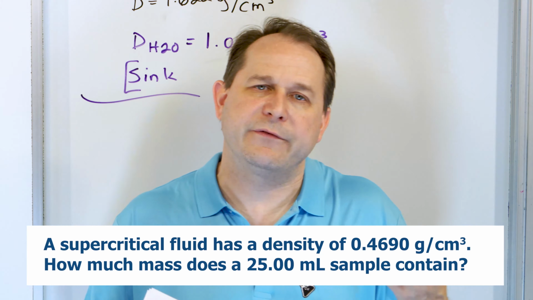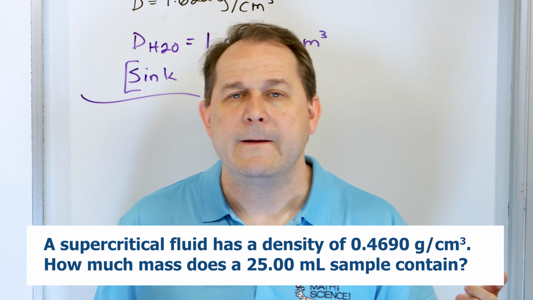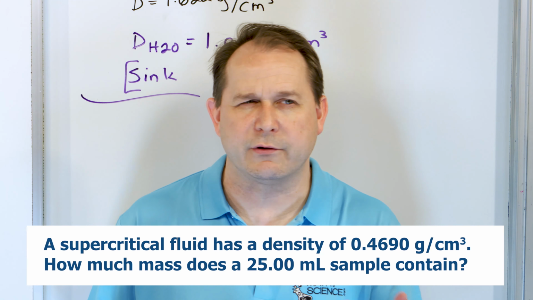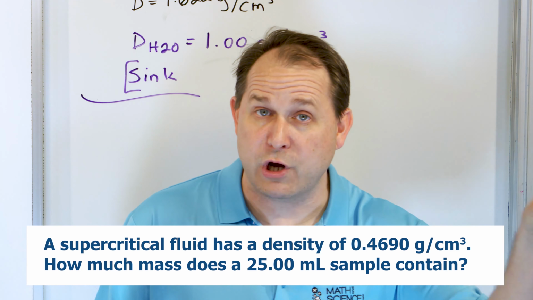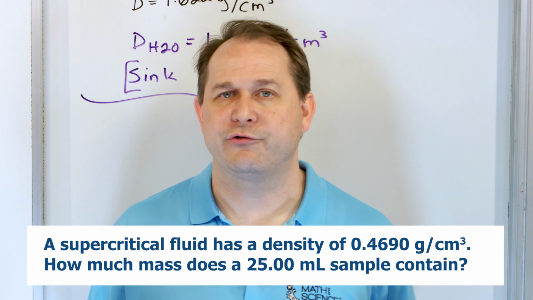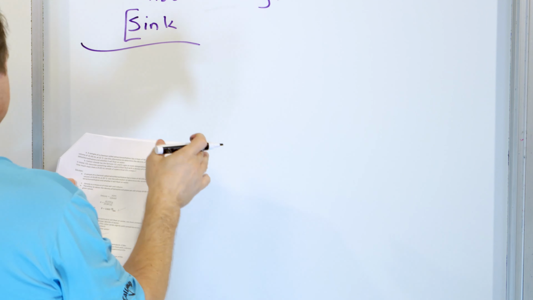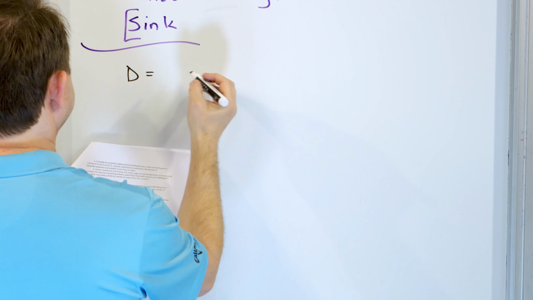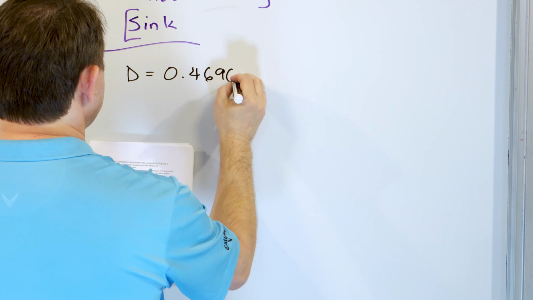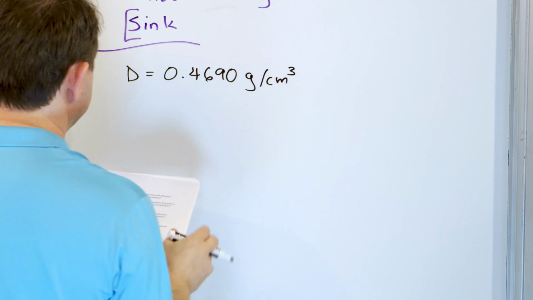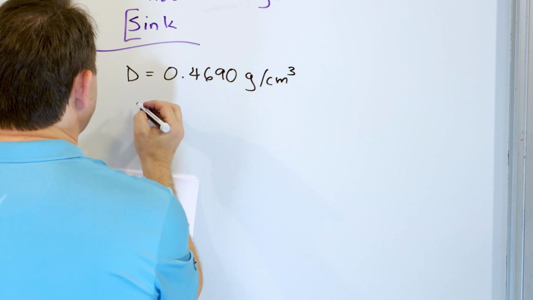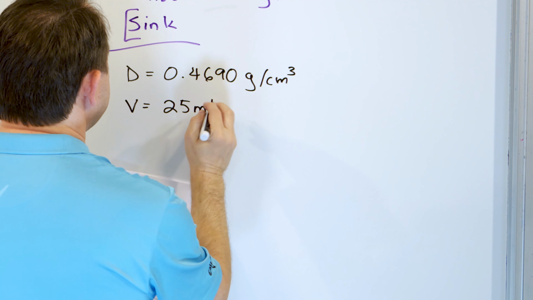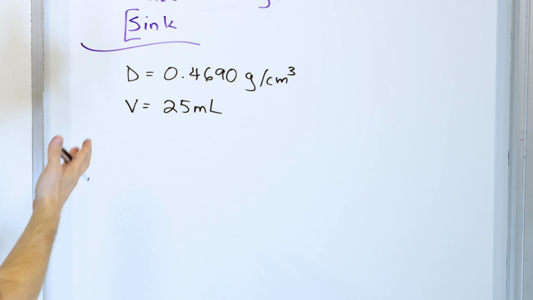Now, this problem is the first time where I think a lot of students will get confused right off the bat, because we're talking about density, and we do mention density in the problem, but I'm not asking you to calculate the density. So you're like, what do I do? What you need to do is write down what you know, and then figure out how to get where you're trying to go. So we know that carbon dioxide is what we're talking about. The density of this is 0.4690, and it's grams per cubic centimeter. We're trying to examine a volume of 25 milliliters, and we're asking what's the missing part of this. We're asking how much mass is that.